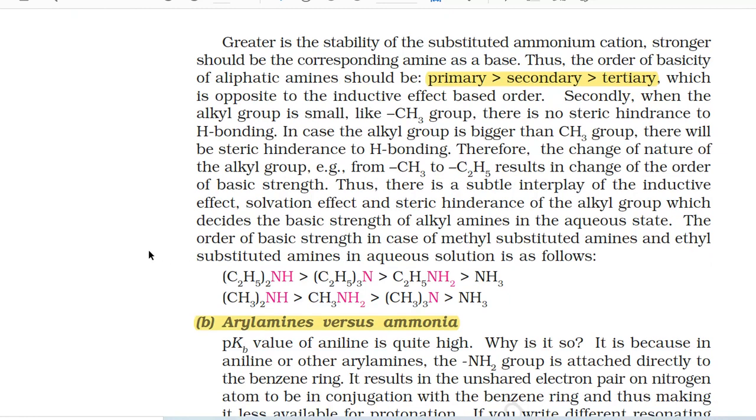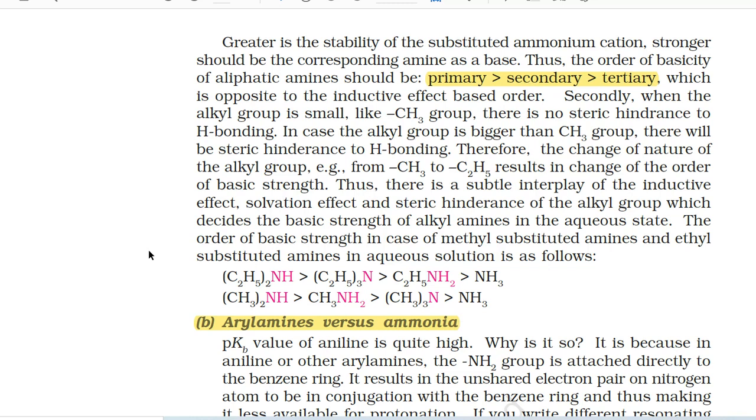Greater is the stability of the substituted ammonium cation, stronger should be the corresponding amine as a base. Thus, the order of basicity of aliphatic amines should be primary is greater than secondary and it is greater than tertiary, which is opposite to the inductive effect based order. Secondly, when the alkyl group is small like CH3 group, there is no steric hindrance to H bonding. In case the alkyl group is bigger than CH3 group, there will be steric hindrance to hydrogen bonding.